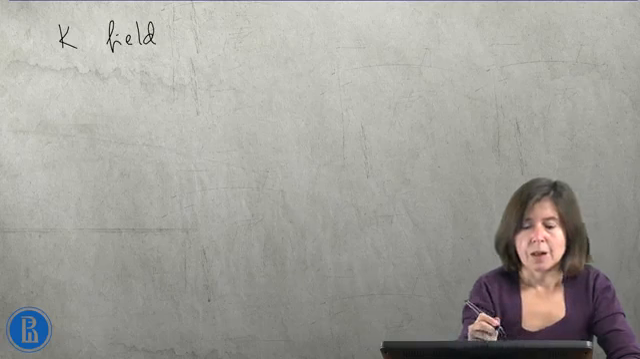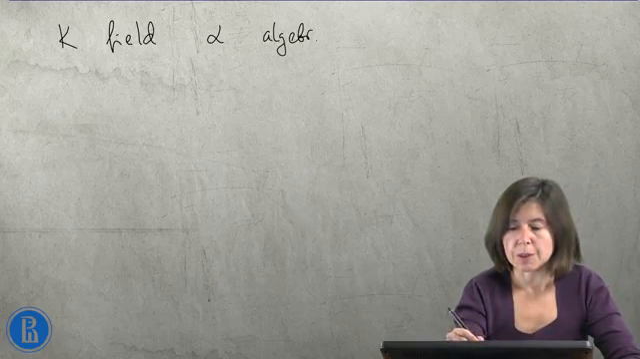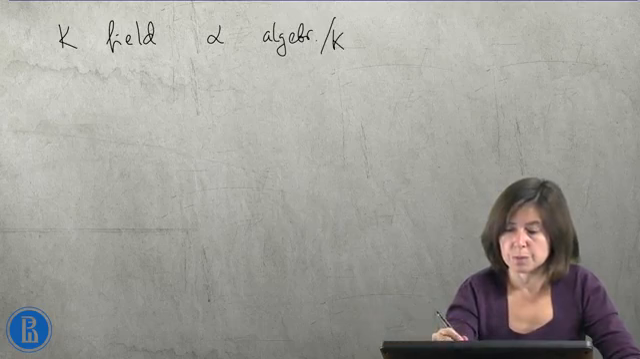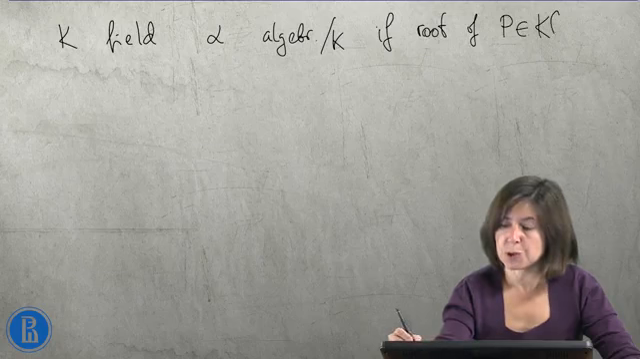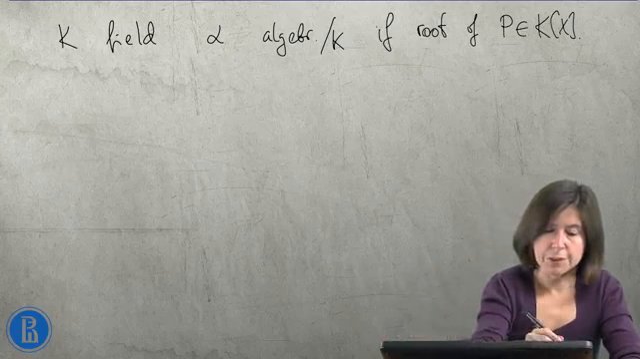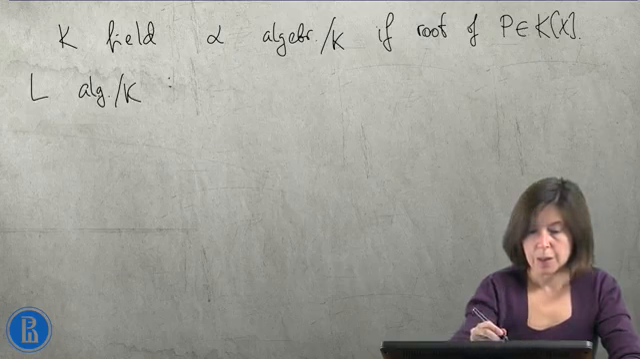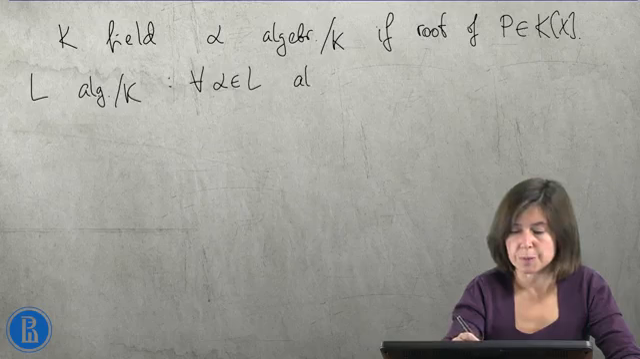Let me summarize what we have done up to now. So we had a field K, and we said that alpha was algebraic over K if it was a root of a polynomial with coefficients from K. We said that L was algebraic over K if any alpha in L was algebraic over K.